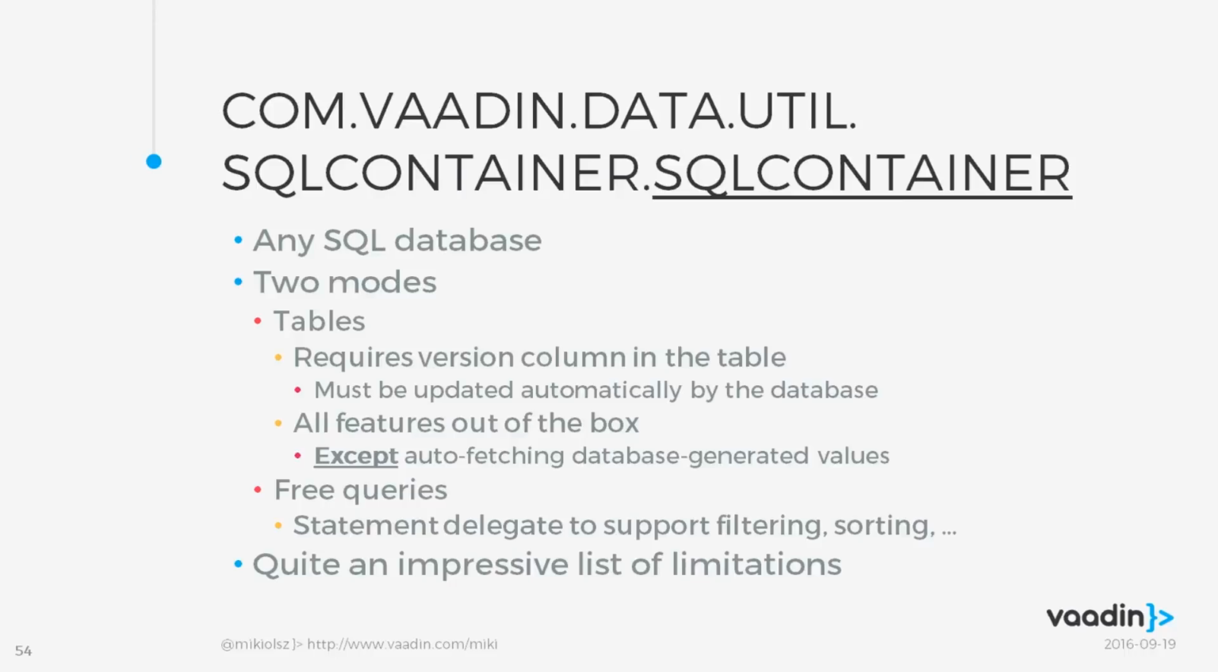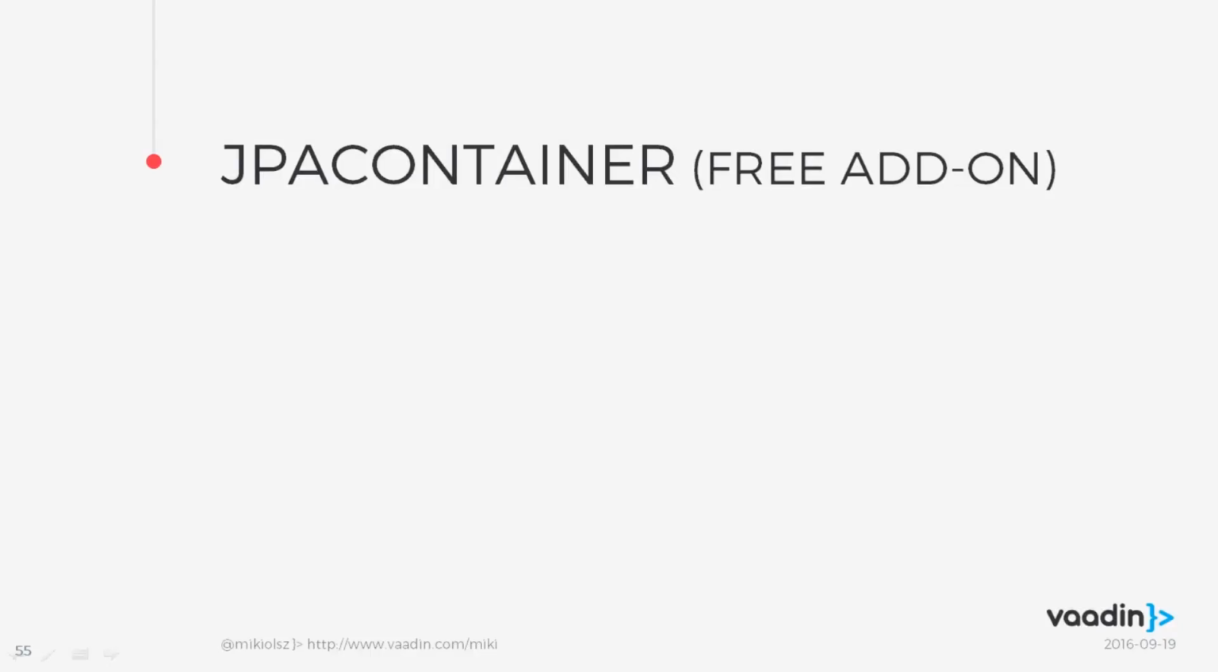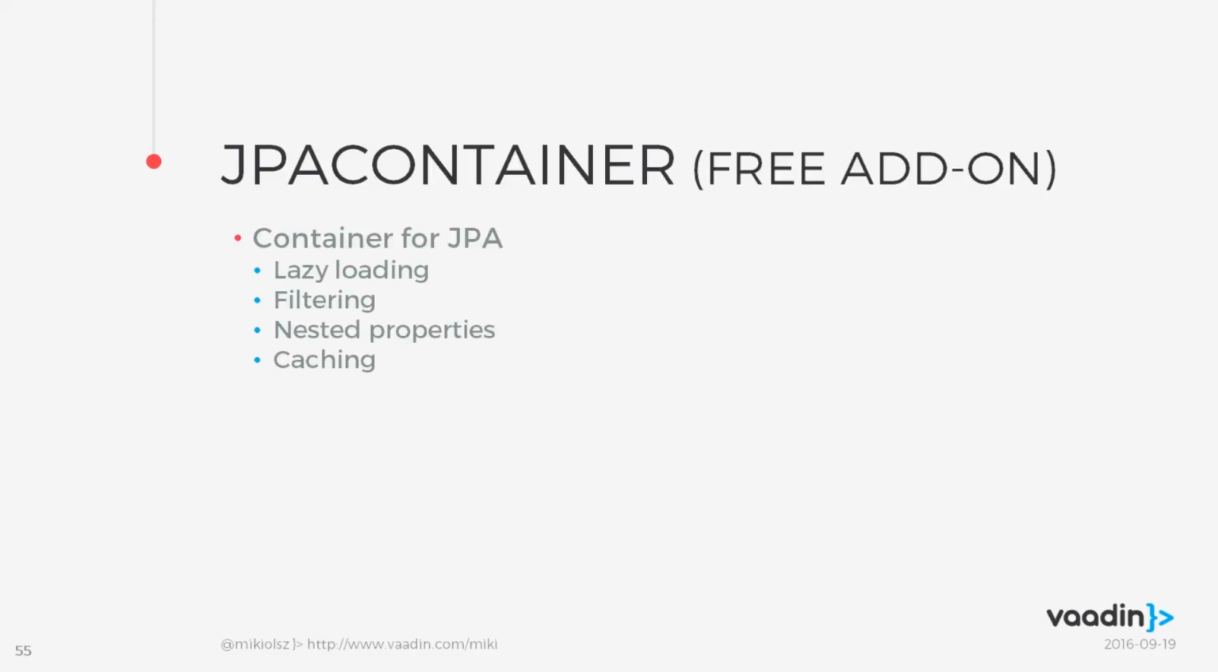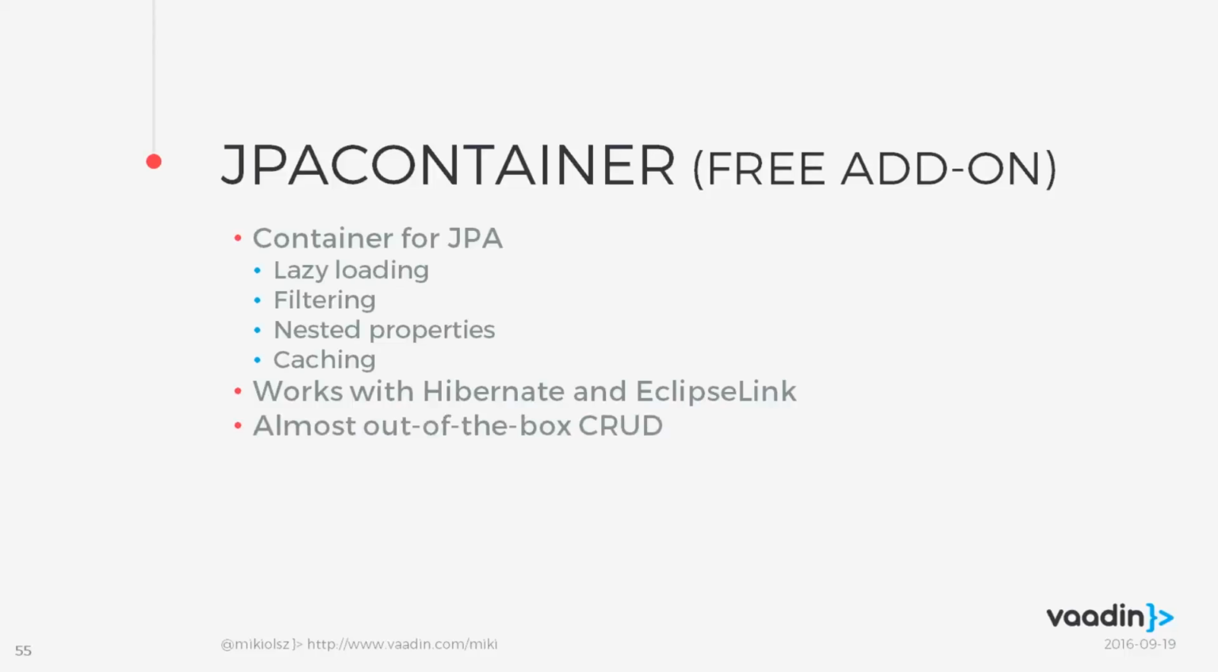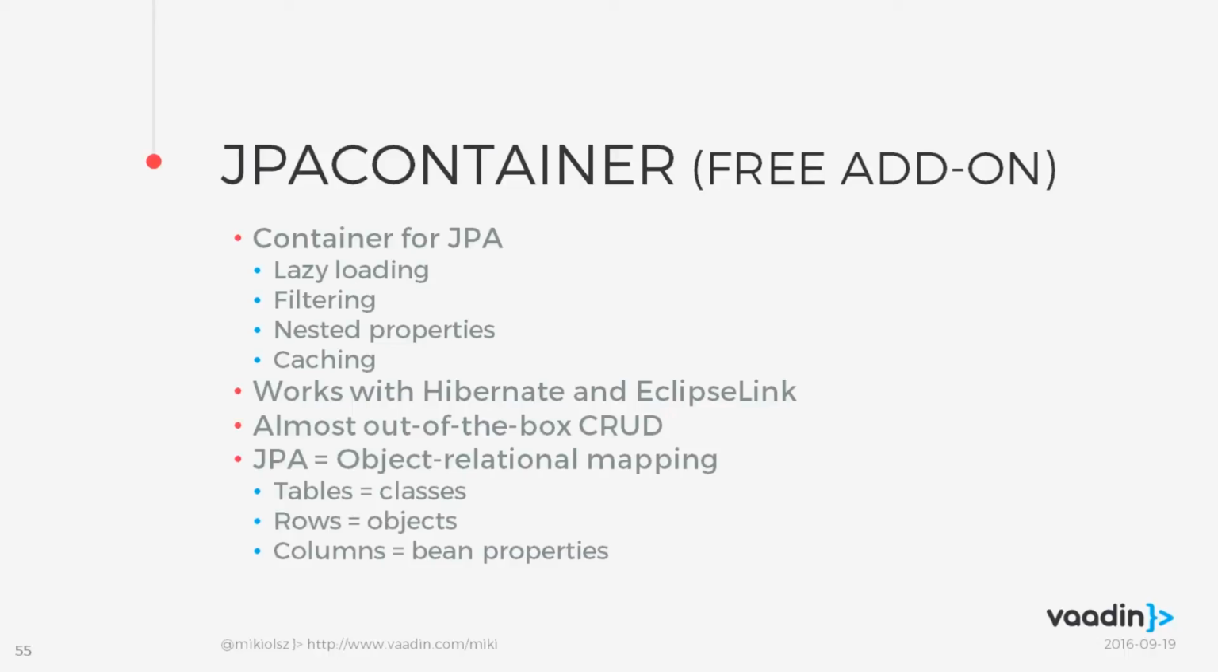Then, if you're not happy with that, you can use a JPA container, which is a free add-on, and it's a container for the Java Persistence API. There is support for basically everything that you would like there to be: lazy loading, filtering, nested properties, whatnots. The advantage, once you manage to use that add-on, is that you get out-of-the-box CRUD. And this is using object relational mapping.